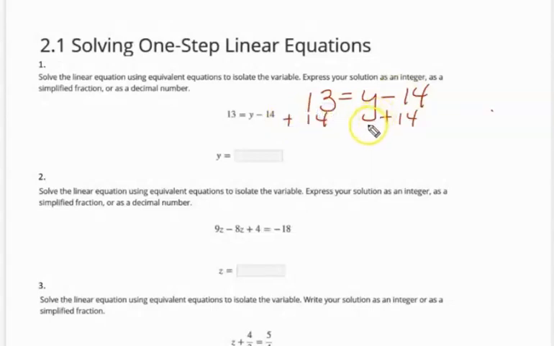So here we end up with a y left by itself because this is a 0, and this becomes 27. So our answer here is 27.